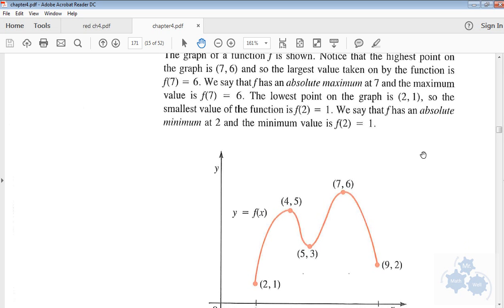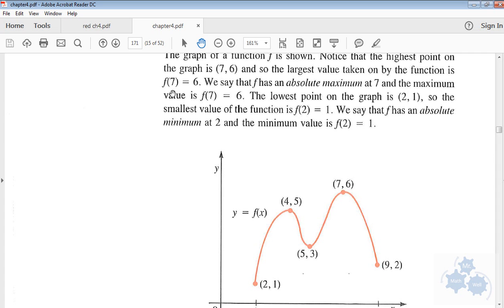Now, the absolute largest y value in all of the values shown in this graph would be 6, okay? So we have 1, 5, 3, 6, 2, right? So the largest y value is 6 here. And we would look at this graph and say that the absolute highest point on the graph looks to be y equals 6. Is that agreed? So that's what they call an absolute maximum. It's 6. And where is it? It's at x equals 7.